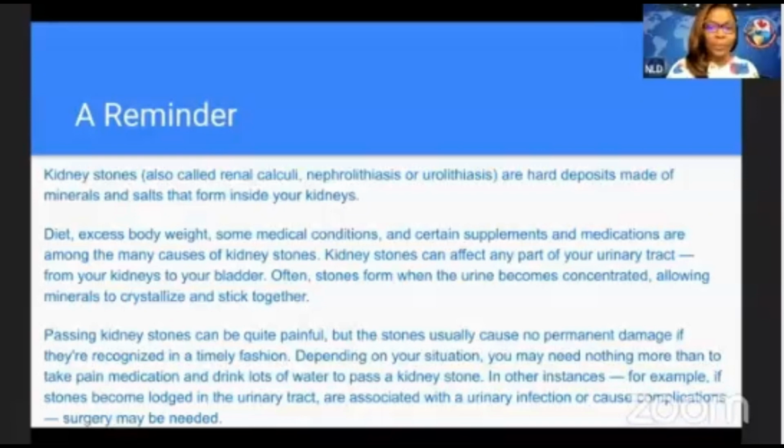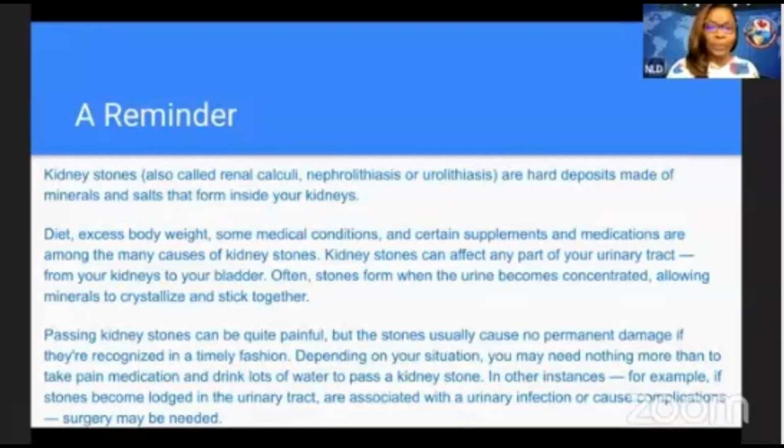Passing kidney stones can be quite painful. I repeat that. It can be quite painful. I've heard women say it's more painful than having childbirth. It's painful. So imagine what men go through when they have to pass this. It is extremely painful. But the stones usually cause no permanent damage if they are recognized in a timely fashion.